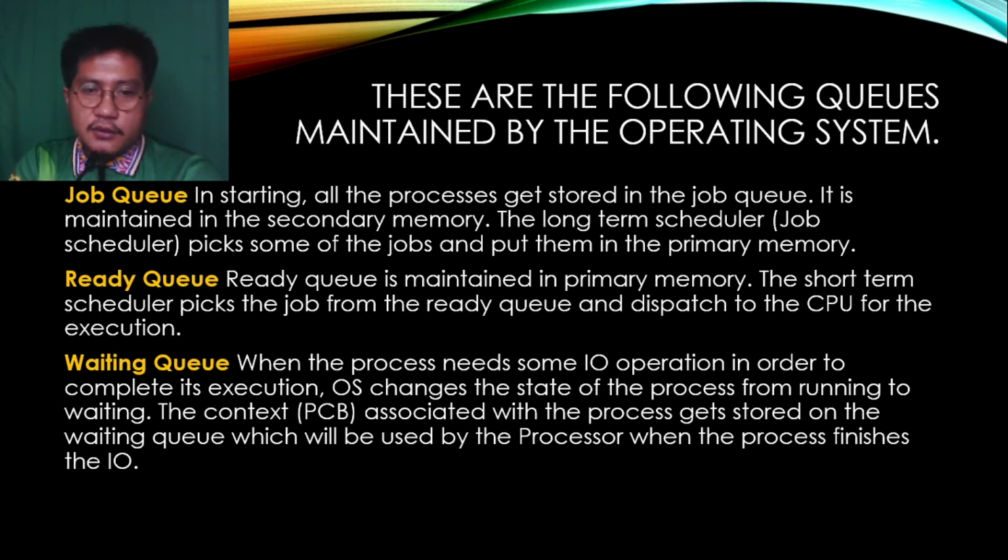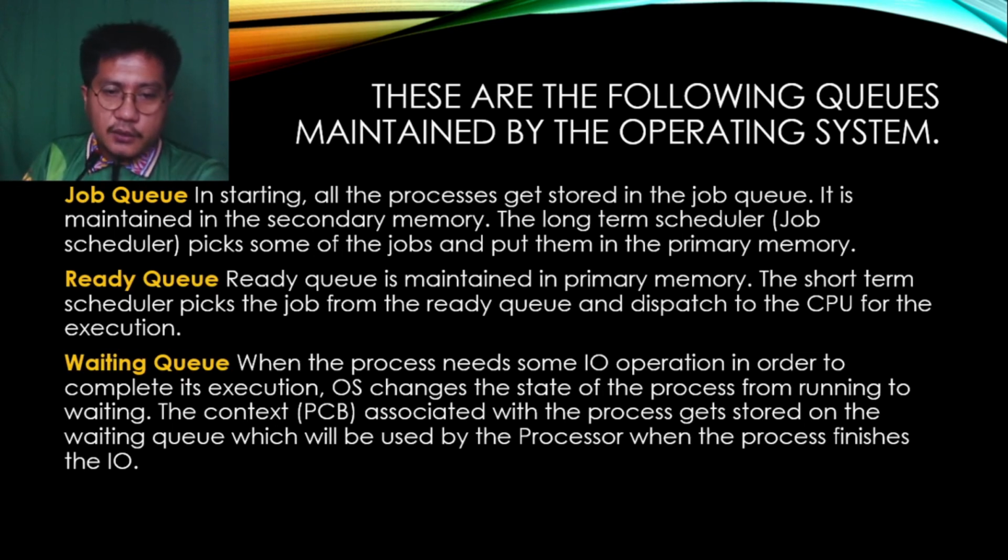Then the ready queue is maintained in primary memory. The short-term scheduler picks the job from the ready queue and dispatches it to the CPU for execution. So after the long-term scheduler puts some jobs into the primary memory, all these jobs now transferred in the primary memory will be in the ready queue or ready state, and then the short-term scheduler will pick a job from the ready queue and dispatch it to the central processing unit for execution.